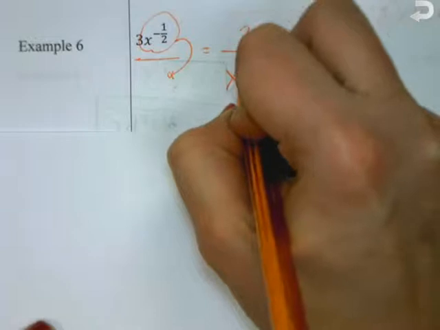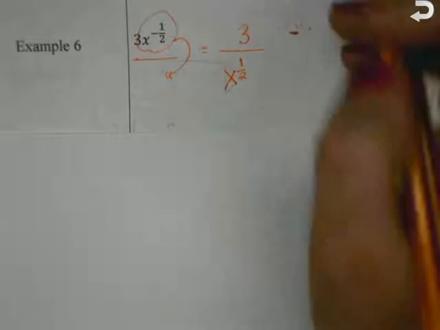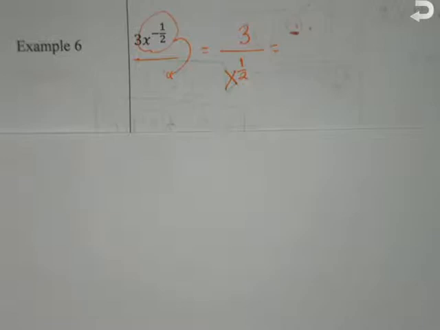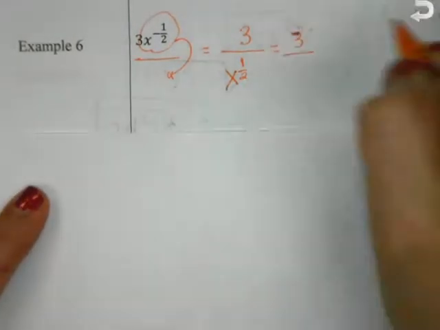What root am I taking when my exponent is 1/2? The square root. So that's 3 over the square root of x.